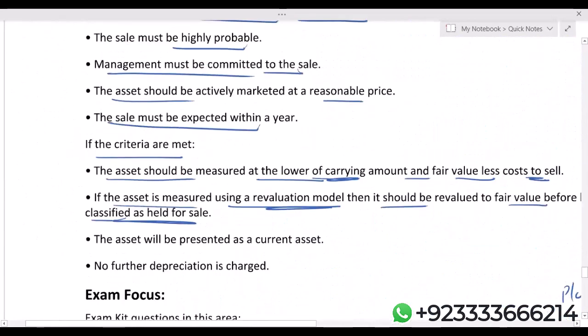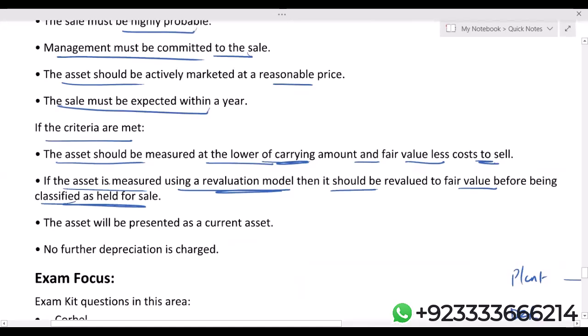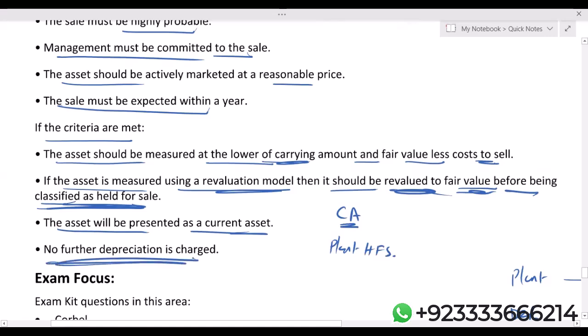Now come here. If the asset is measured using a revaluation model, then it should be revalued to fair value before being classified as held for sale. The asset will be presented as a current asset. So basically, under current assets in the SOFP, you have to show your plant held for sale. No further depreciation is charged after applying IFRS 5, not before. After applying IFRS 5, no more depreciation.